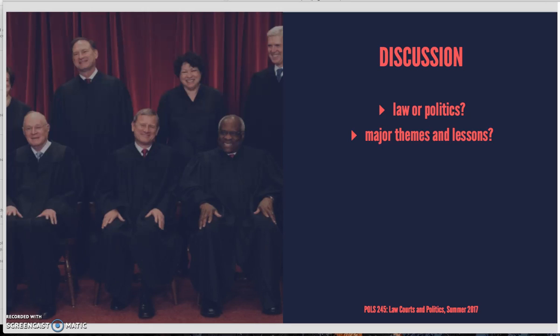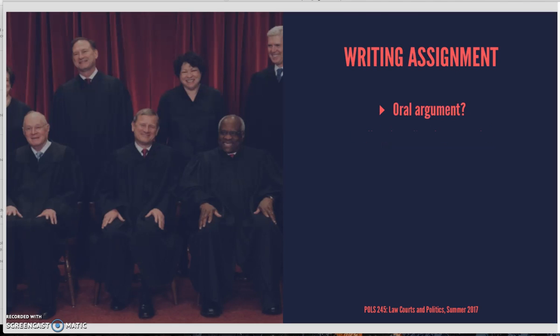We'll be discussing 2 questions related to the readings that we'll be looking at. What's the basis of decisions by appeals courts? Law or politics or both? How should the Supreme Court and other appeals courts decide cases? The second discussion topic this week will go beyond appeals courts and try to look at major themes and lessons from the lessons throughout the semester. So what are our themes that we could look at for the semester as a whole?